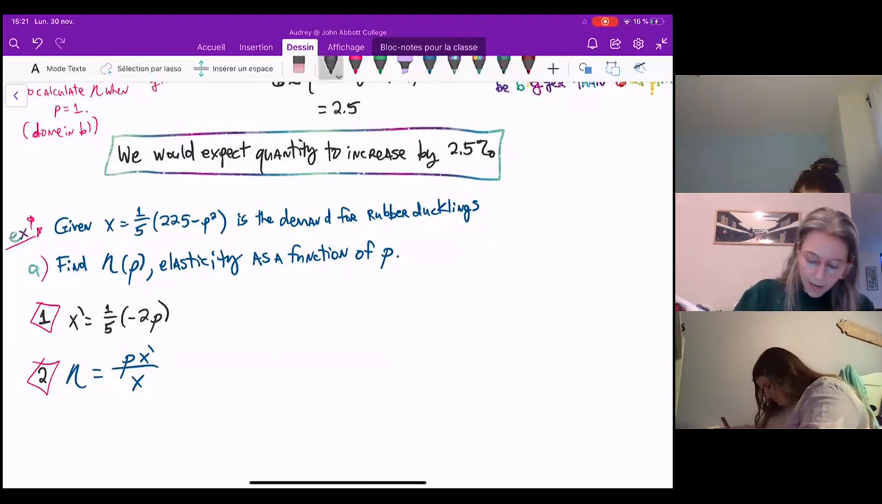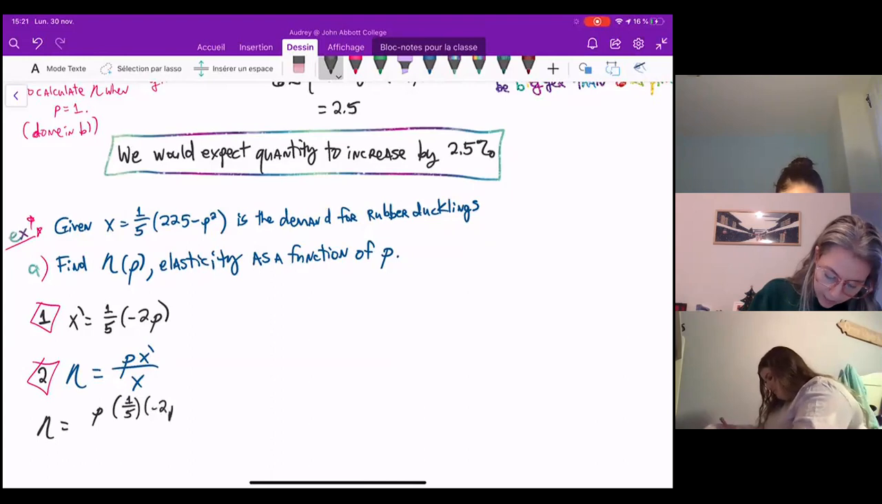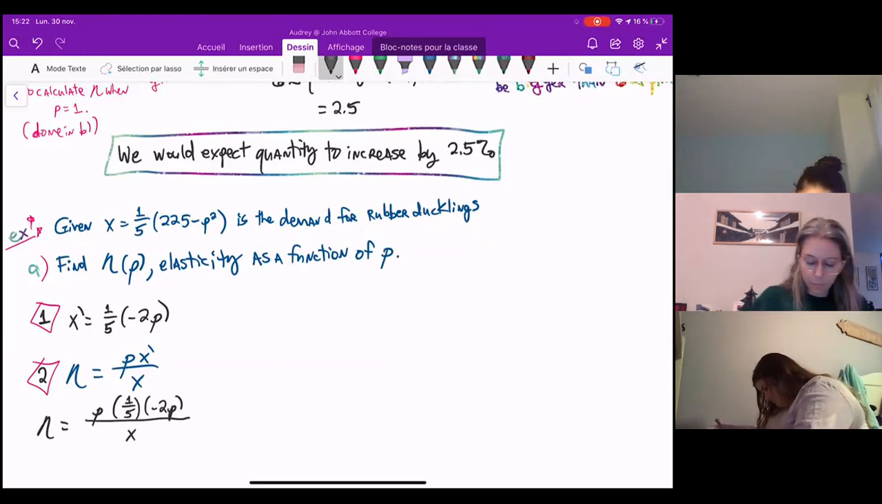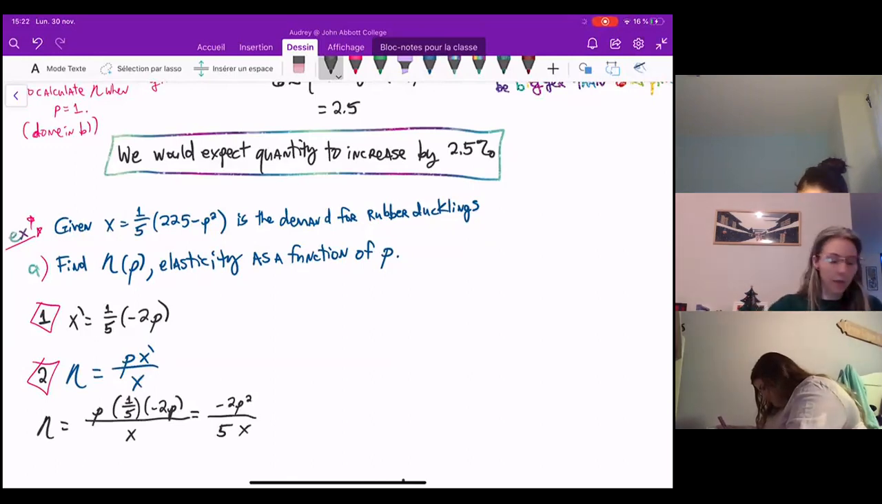So then I am plugging into that. So eta is equal to P times 1/5 times negative 2p over x, which is equal to negative 2p squared over, that 5 can go down to the bottom, and we have 5x down there.